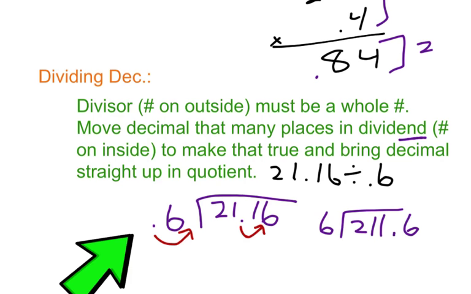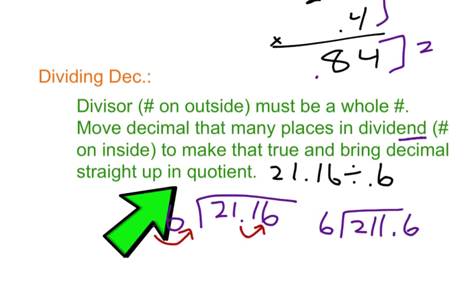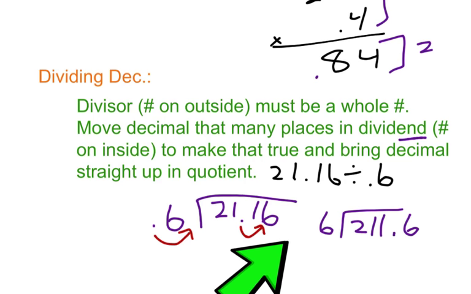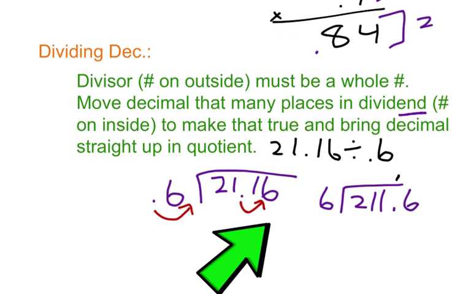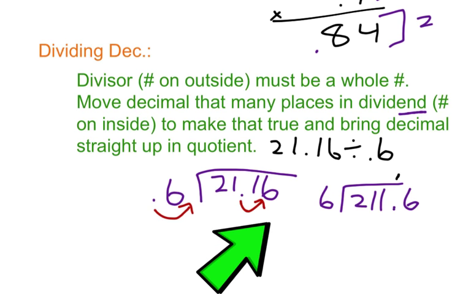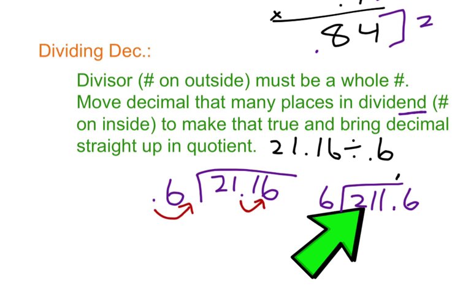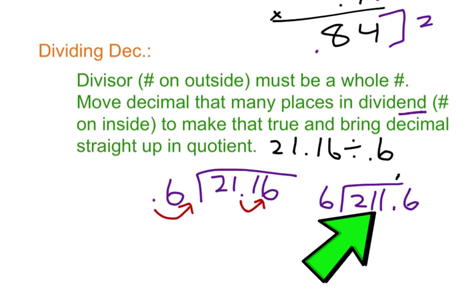And then our notes say to bring that decimal straight up in our quotient. Our quotient is the answer to a division problem. So I'm going to bring that decimal straight up there. And now I can just do the operations. So 6 won't go into 2, but 6 will go into 21. So I'm going to write 3 times there above the 1. And 3 times 6 gives me 18.